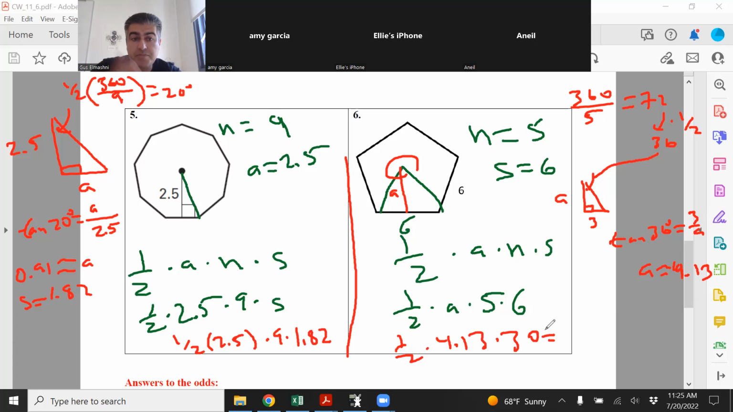And just work each of those out. That's all. 20.475 for this one. And this one here, 61.95.